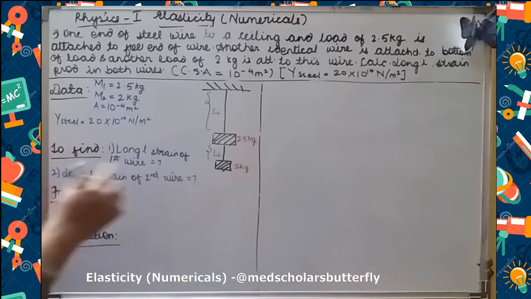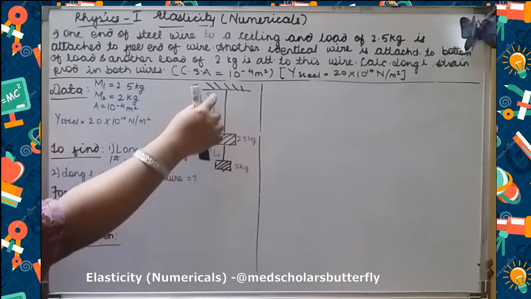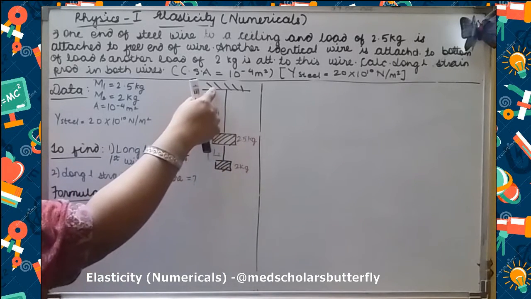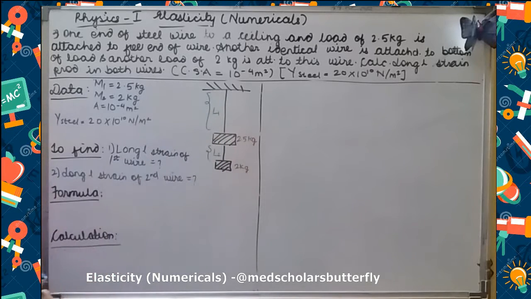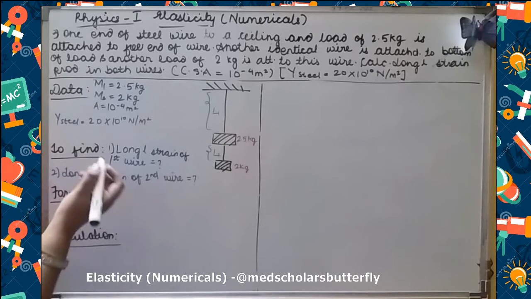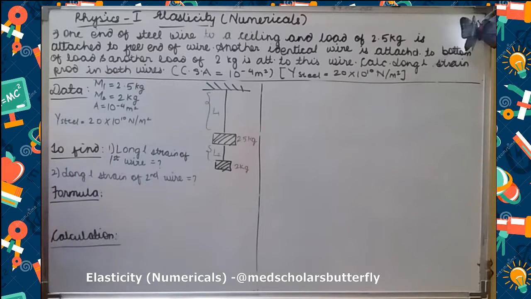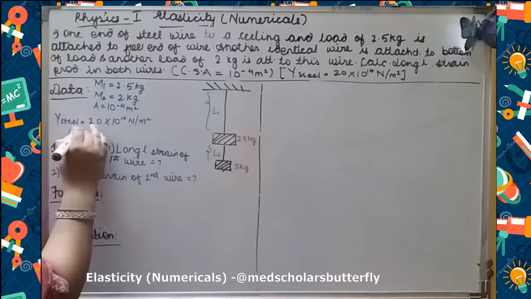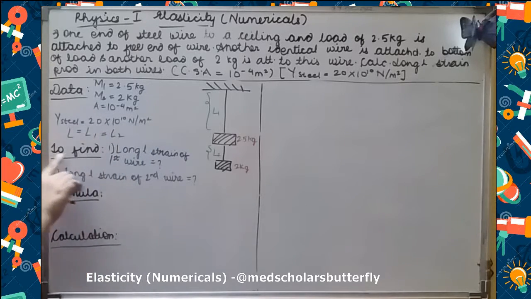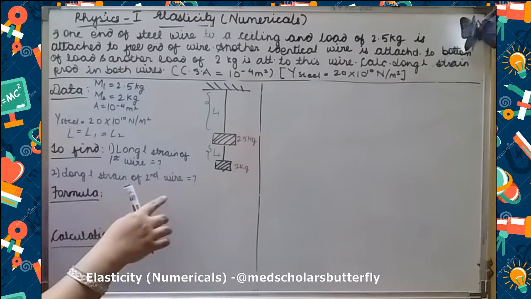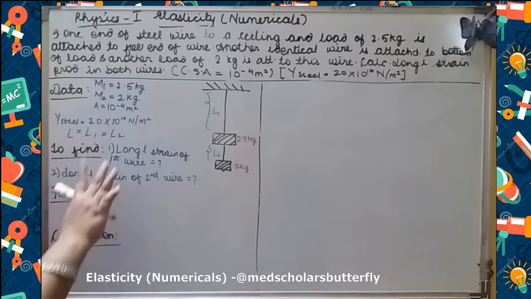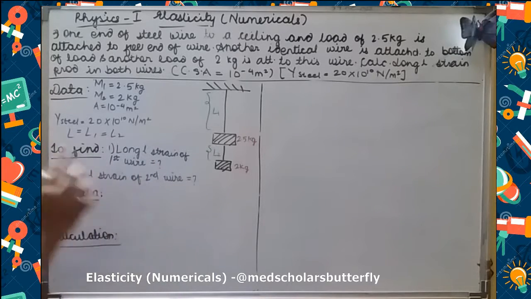Here what I have done is I have drawn a diagram. See, these are the weights attached, and this is L1, then this is L2. I have written down the data as it is. The condition given to us is that the total length is L1 plus L2. Then we have to find longitudinal strain of both the wires. That means longitudinal strain of first wire and second wire.